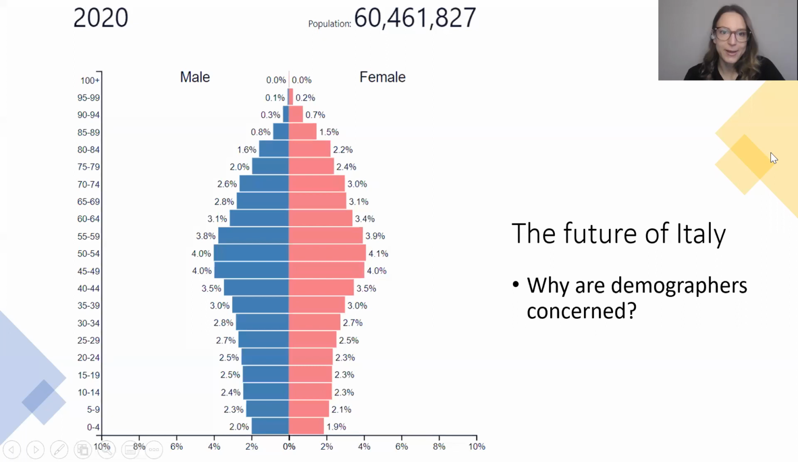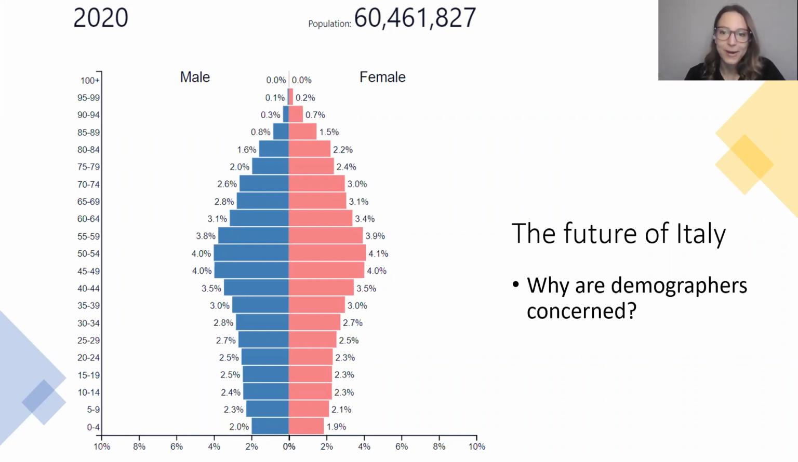So let's take a look at an interesting country. This is Italy's population pyramid. First off, does anyone want to remind us what kind of population pyramid this is? What would we call this? Constrictive, yeah. So we know it's not expansive. That was the broad-based. We know it's not stationary because the categories aren't equal. So this is a constrictive type.